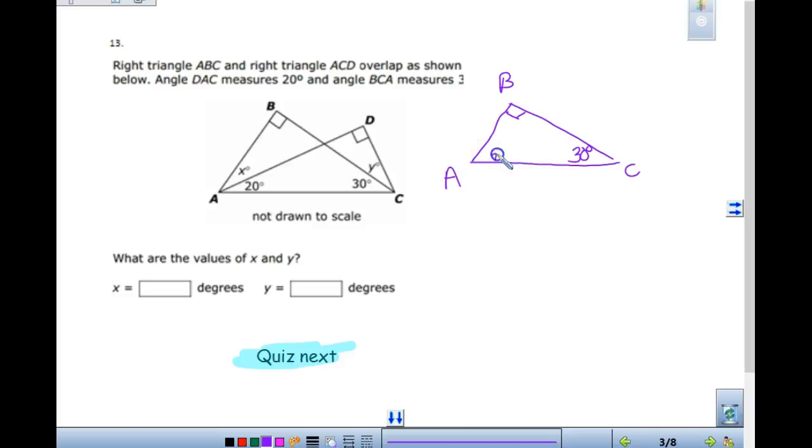In this one, it's 20 and X. So it's like 20 plus X. Okay, does that make sense to everyone? That angle at A is 20 plus X degrees. Okay?